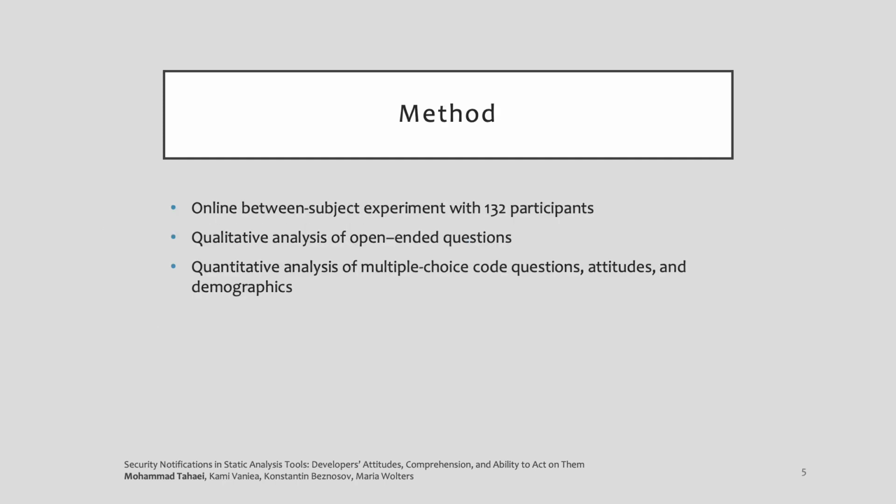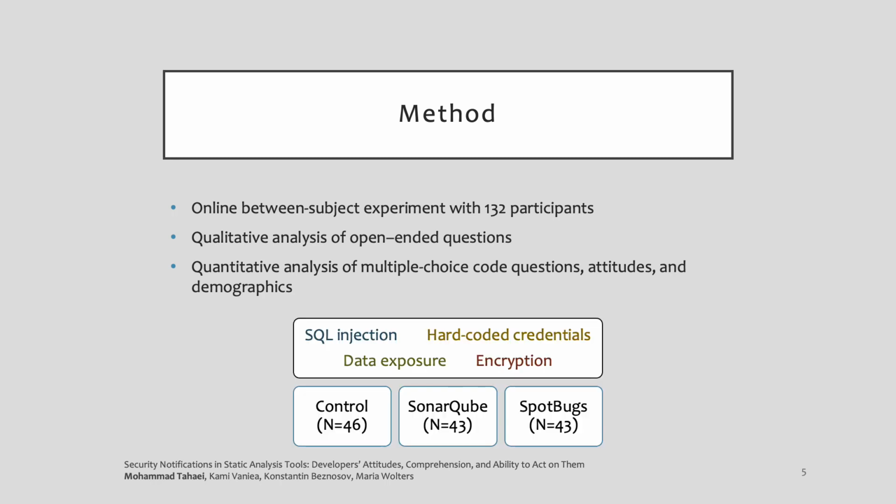We conducted an online between-subject experiment with 132 participants. We did both qualitative and quantitative analysis to answer our research questions. Our experiment included 4 types of common vulnerabilities: SQL injection, hard-coded credentials, sensitive data exposure, and symmetric encryption. We included notifications from 2 popular static analysis tools, SonarQube and Spotbugs, and a control condition where we only showed participants a minimal notification with the line number of the vulnerability.